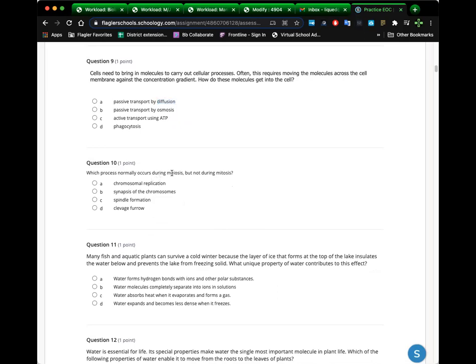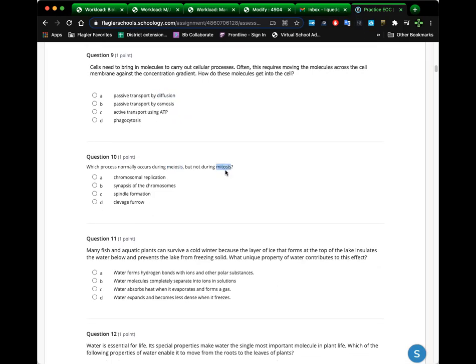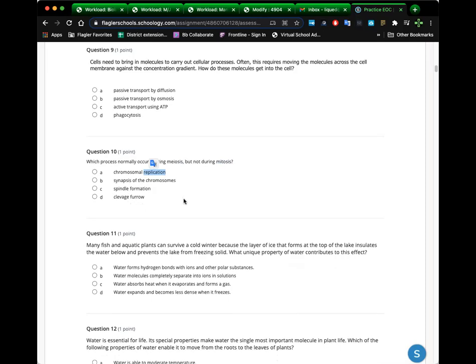All right, occurs during meiosis, but not mitosis. So meiosis has to do pretty much anything dealing with reproduction. Mitosis is normal growth and repair. So which one of these would have to do with reproduction? Chromosomal replication. Okay, synapse of chromosomes, we never really talked about that. Spindle formation, and then cleavage furrow. So the one that has to do with reproduction is going to be chromosomal replication.